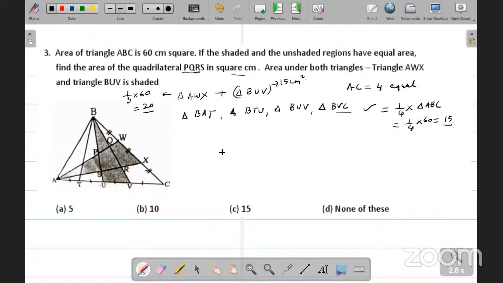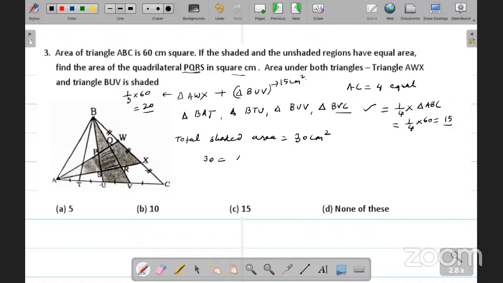Now, what are you asked? You are given that the area of the shaded and unshaded region must be the same. So the total shaded area must be equal to 30 centimeters square, which must be equal to the area of BUV plus the area of AWX minus the area of this common region, because this common region has been counted twice.